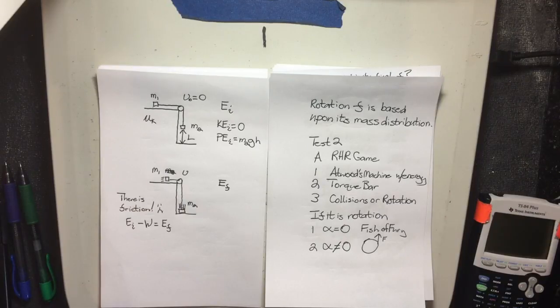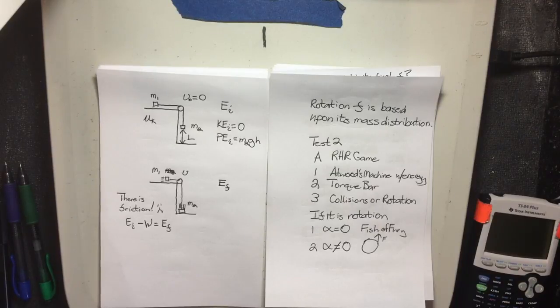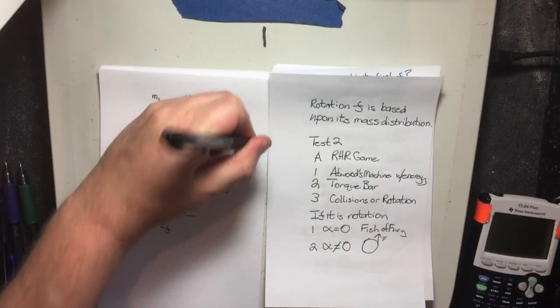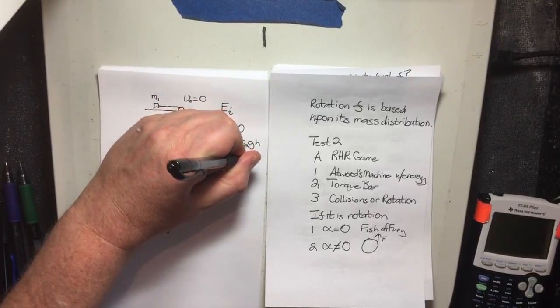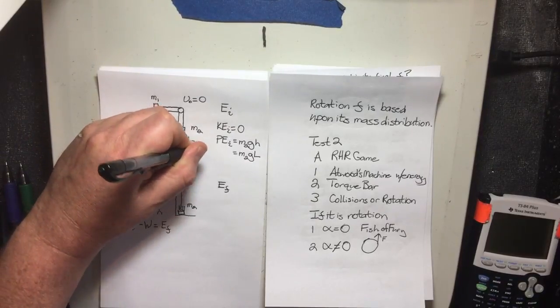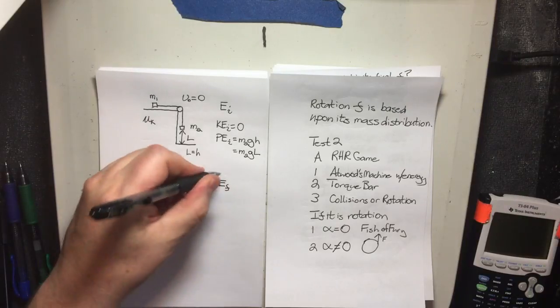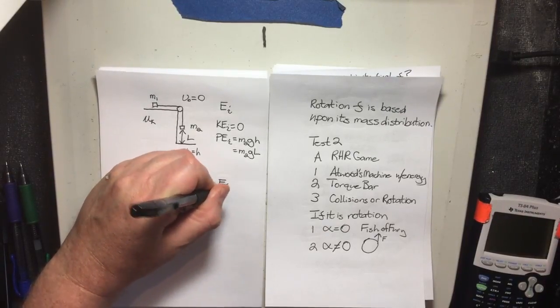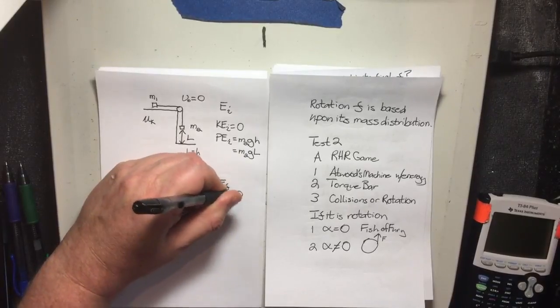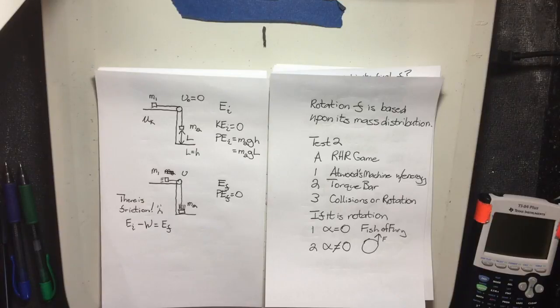L is the length, the distance from there to there. So potential energy is M2GL. Oh, yes, thank you. I have to be consistent with my variables. The energy final, there is no potential energy. This block can't move up or down. That one is at the bottom. So it has no potential energy.